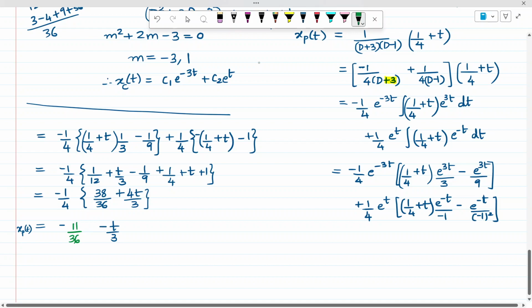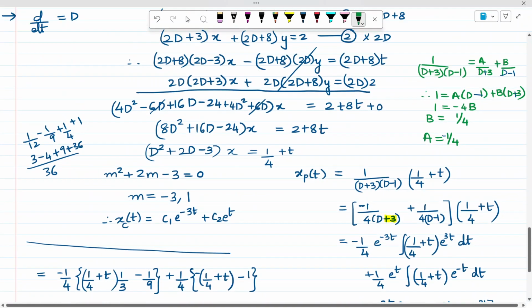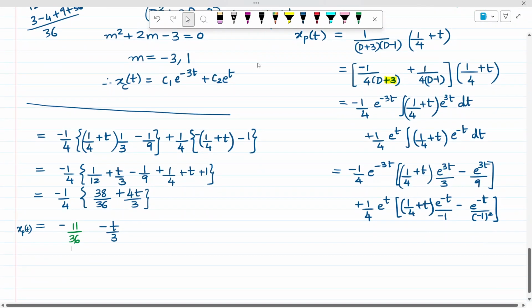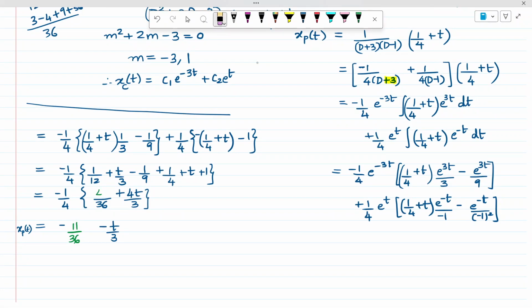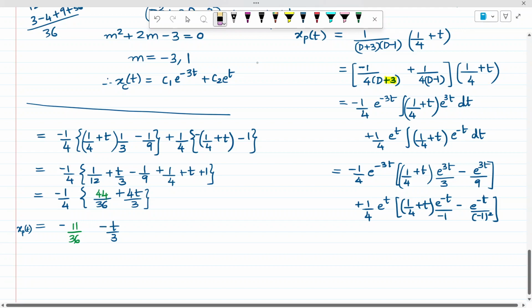Okay, but is the method clear with everyone? Any difficulties in the method? How did we apply, ma'am? 44 upon 36 instead of 38 is coming? 44 upon 36 is coming, sure? Yes, ma'am. Okay, then it is solved, no problem.